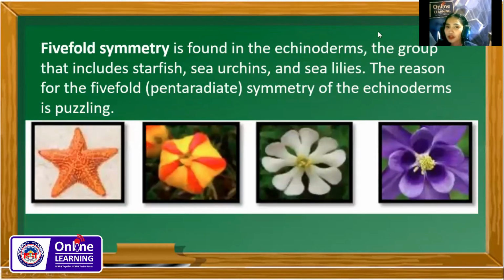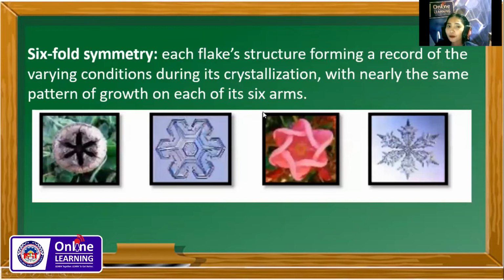Next, five-pole symmetry is found in the echinoderms, the group that includes starfish, sea urchins, and sea lilies. The reason for the pentaradial symmetry of the echinoderms is puzzling. So those are our five-poles, and under that is the starfish. Next, six-pole symmetry is a plate structure forming a record of the varied conditions during its crystallization, with nearly the same pattern of growth on each of its six arms. So we have six arms.